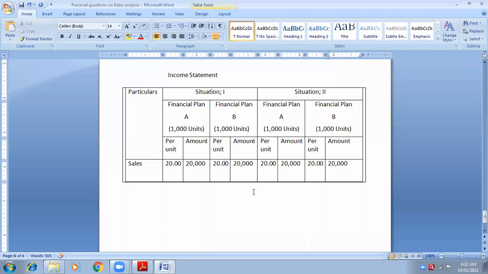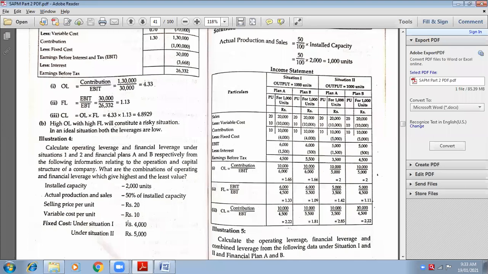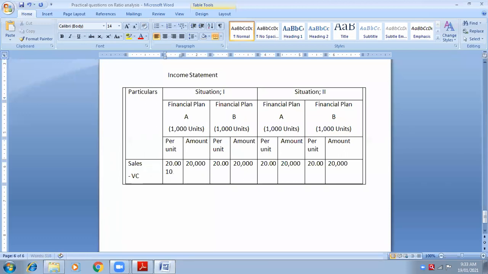Now after sales we have less variable cost. Very good. So what is the per unit variable cost? Is it given in the question? Yes, ma'am, it will be in the question. Variable cost per unit is 10. Very good. So it is 10 per unit for every situation and plan because they are not disclosing anything. So variable cost 10 per unit will be the same. It will come in bracket.